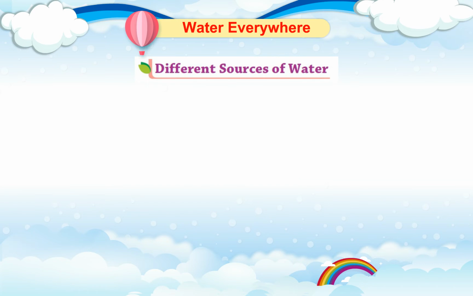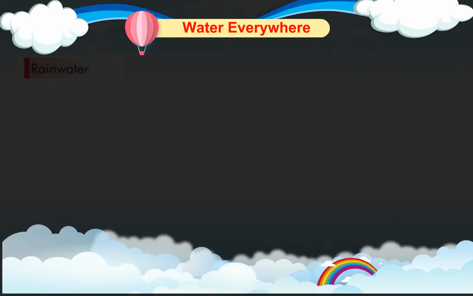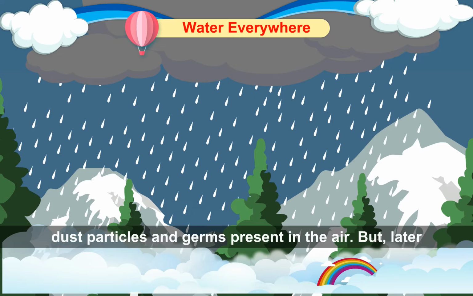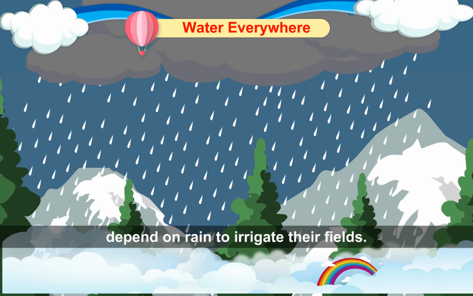Different sources of water. Rainwater. Rainwater is the main and the purest source of water. The first few showers of rain are dirty as they contain dust particles and germs present in the air. But later showers are pure and free from impurities. Farmers depend on rain to irrigate their fields.